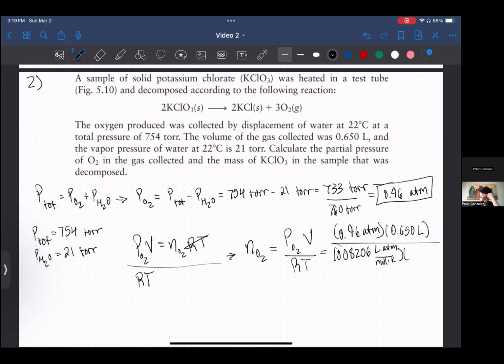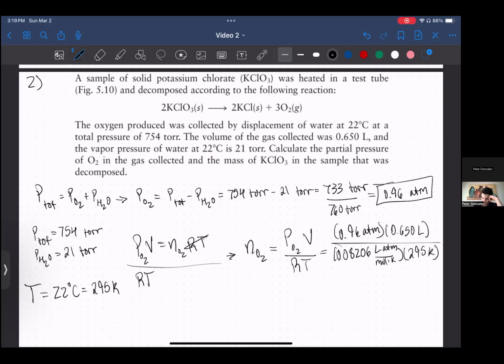And now times the temperature, which I forgot to convert. So whenever you get to temperature, make sure you have that in Kelvin written down, ready to go. So the temperature in this case was 22 degrees Celsius. We can't use Celsius, so you have to make that into kelvins. How do you do that? You add 273 to that. So this is equal to 295 kelvins. And now we can plug that into here.